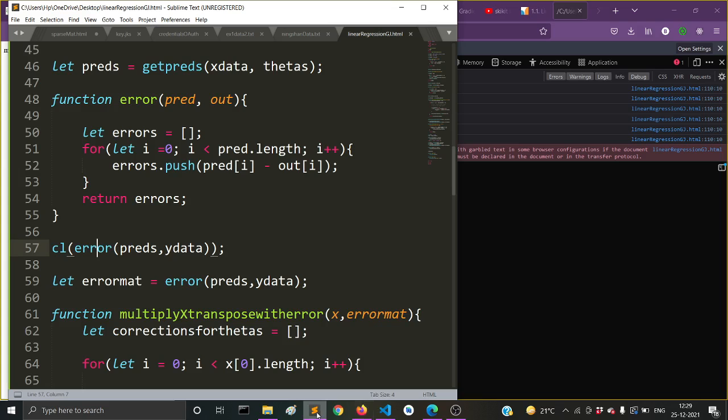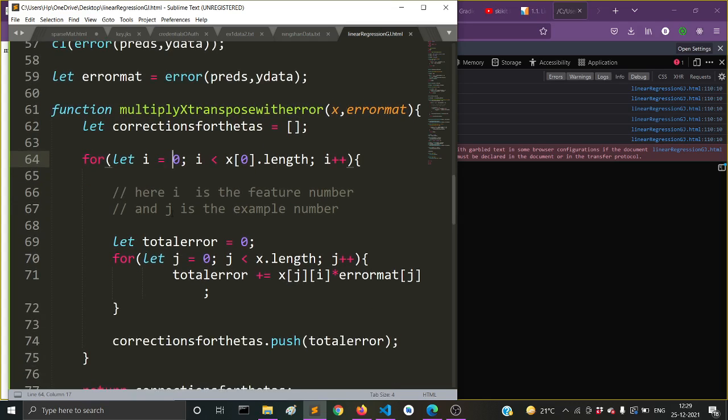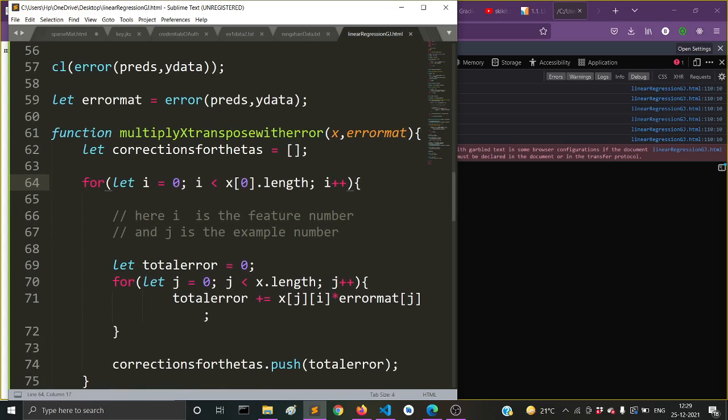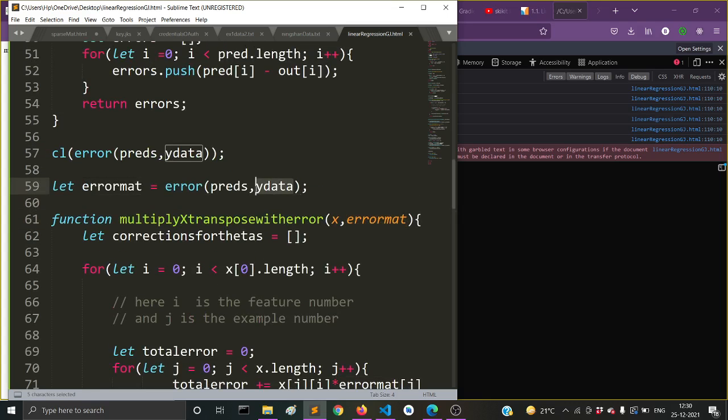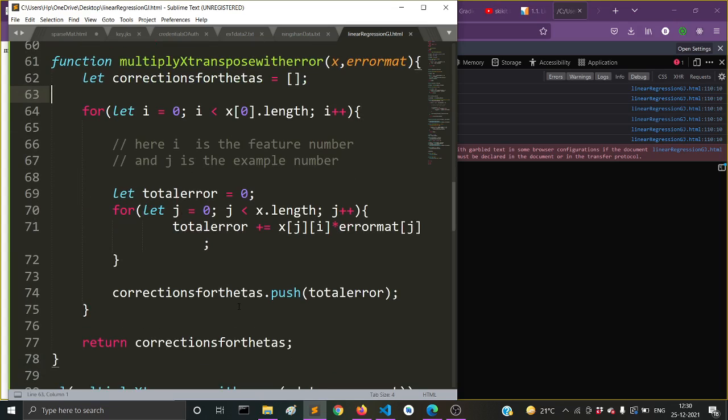Now the third step is to get the weighted errors, right? I've not transposed the matrix, I've not made another function, I've just used the loop in such a way that I can traverse in a transpose way. So what I've passed is the same x matrix and the error matrix which we have got here, and then I will create an array or vector that is corrections for thetas. Here we will find the weighted error corrections for our particular thetas, and we will keep on pushing it into this array, so we subtract it later from the actual thetas.